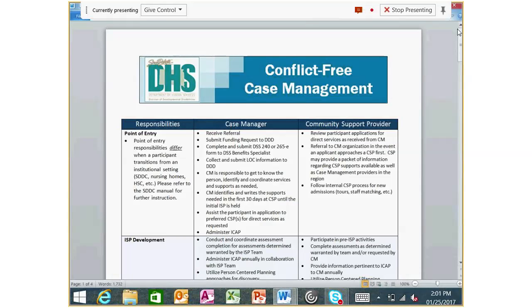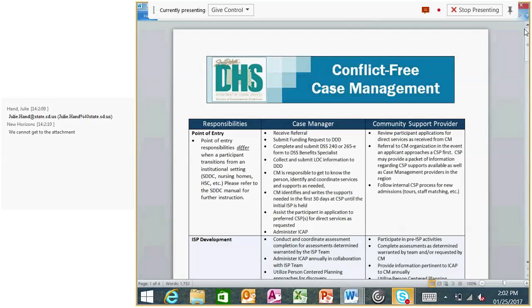All right, in the area of point of entry, the case manager is going to be responsible for receiving any new referrals and submitting funding requests to the Division of Developmental Disabilities. Part of that process also entails completing and submitting to the Department of Social Services the DSS 240 or the 265, and that will be submitted to the benefit specialist in the area where the CSP is located, and that needs to be one of the first things that's completed. It does impact how quickly we're able to process level of cares.